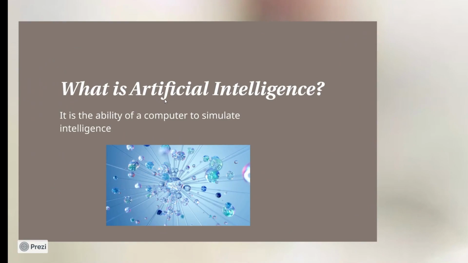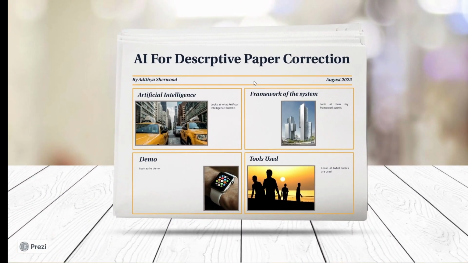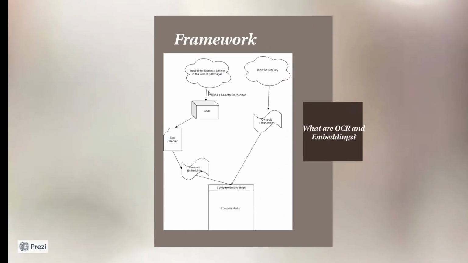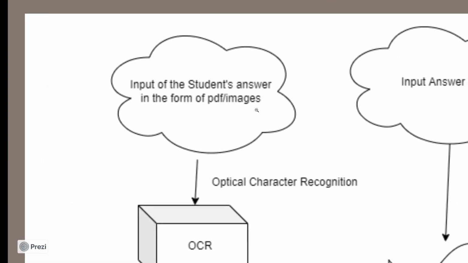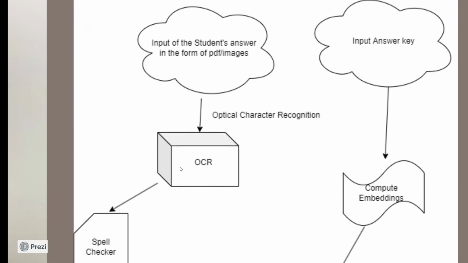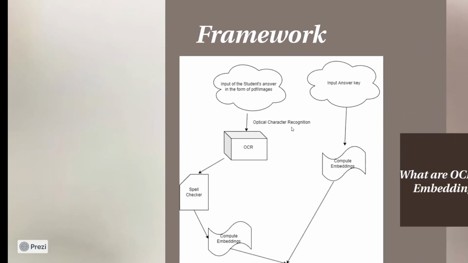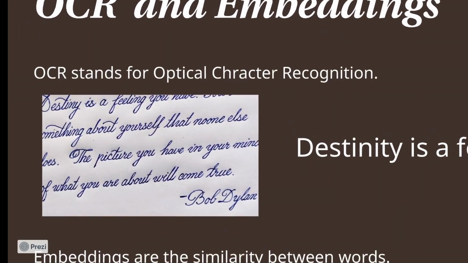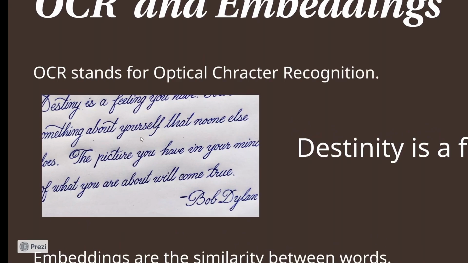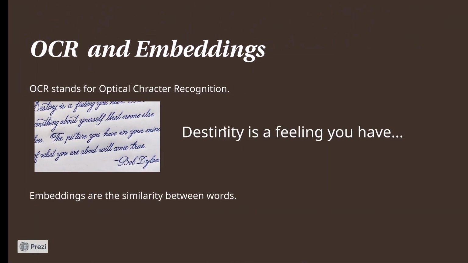So, artificial intelligence, to put it simply, is the ability of a computer to simulate intelligence through software or code. Next, how does the system I've developed actually work? First, the teacher uploads the student's answer in the form of a PDF or image to the system, which then runs it through OCR, or optical character recognition software. It takes in an image like this, then converts it into computer readable text, which you and I can edit.